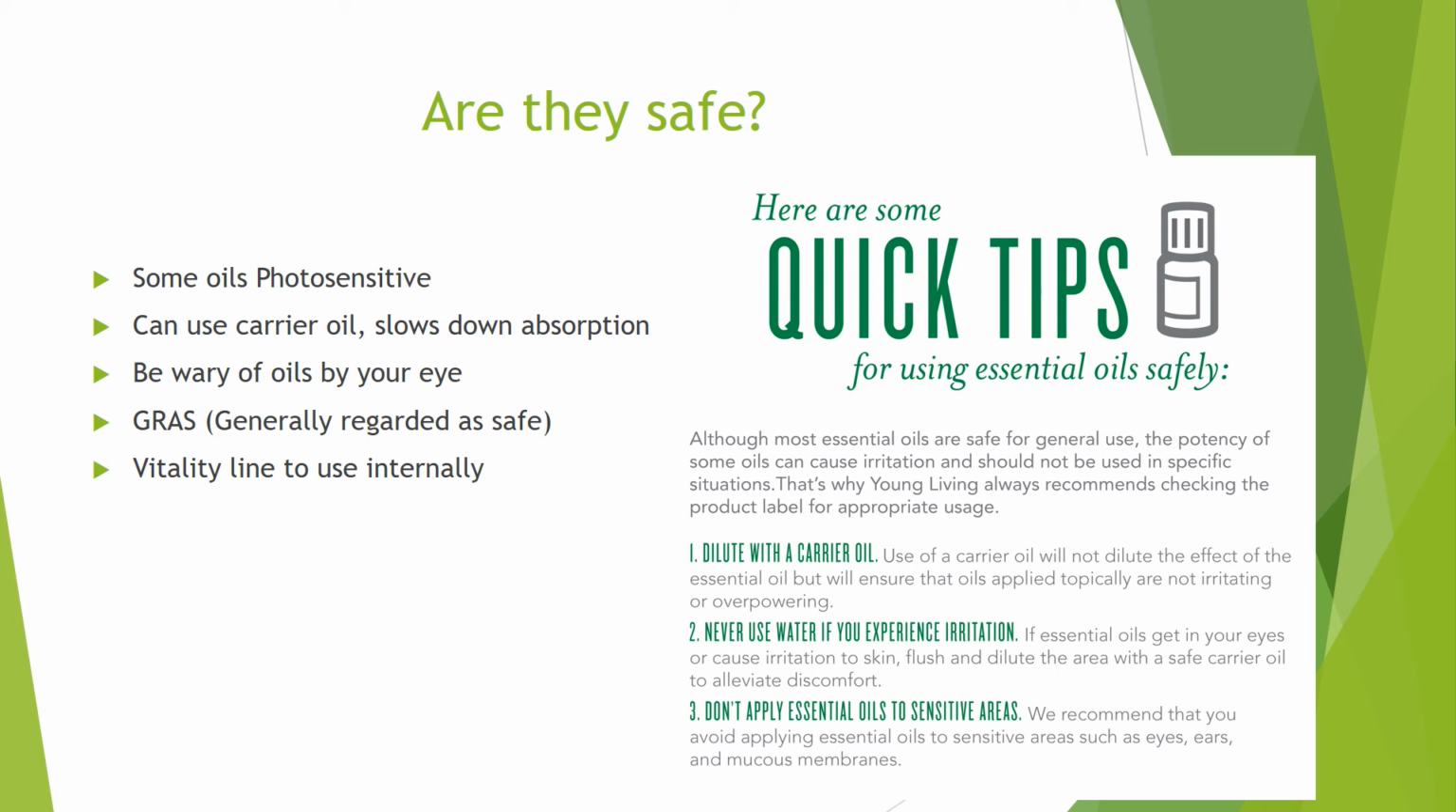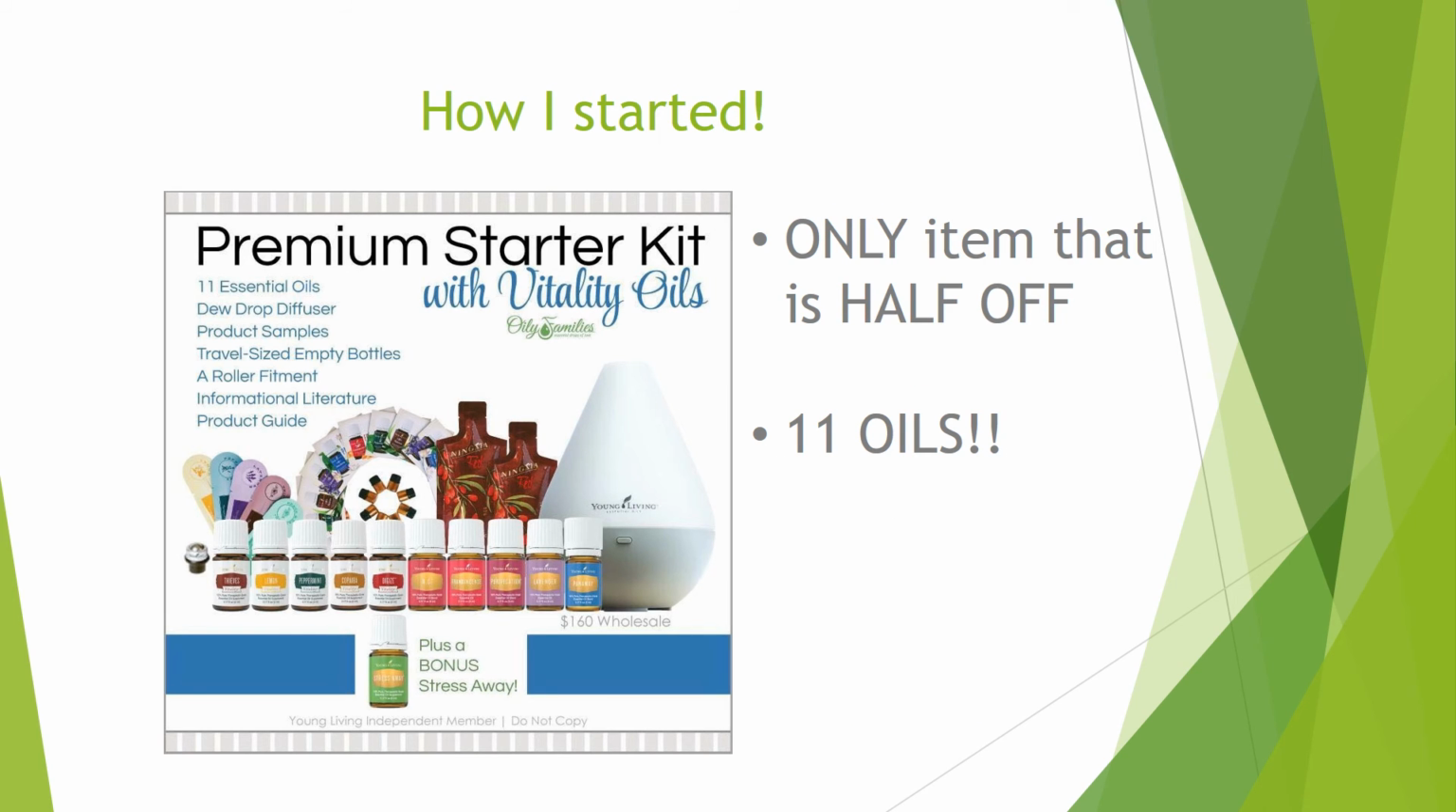So this is probably a bit overwhelming. So I'll tell you how I started. I started with this Young Living Premium Starter Kit. It comes with 11 essential oils, a dewdrop diffuser, product samples, these tiny travel-sized empty bottles, which are amazing, a roll-on filament, and it comes with tons of informational literature and a huge product guide. This is the only thing in Young Living that is half off. So it's $160 for this, but retail, this would sell over $300. So you're definitely getting the most bang for your buck.